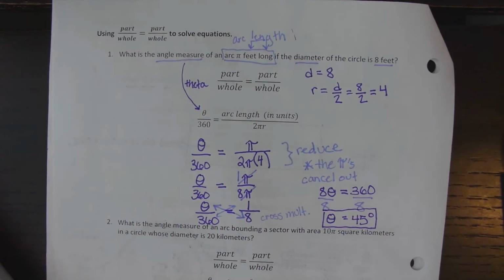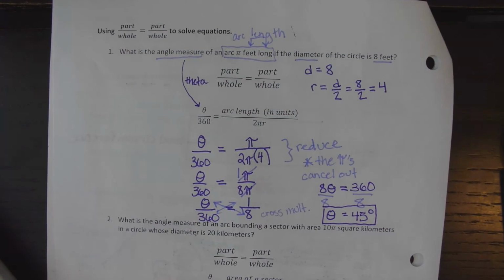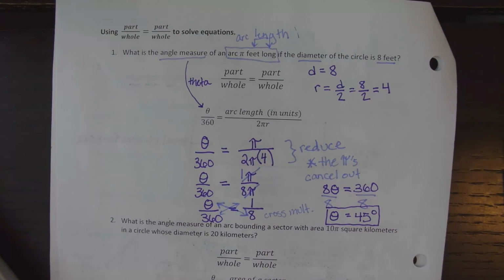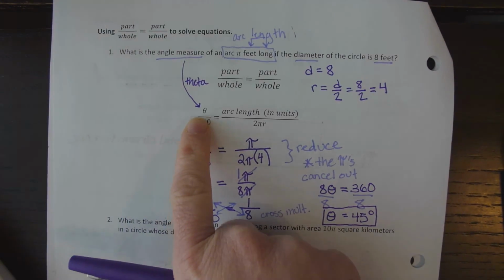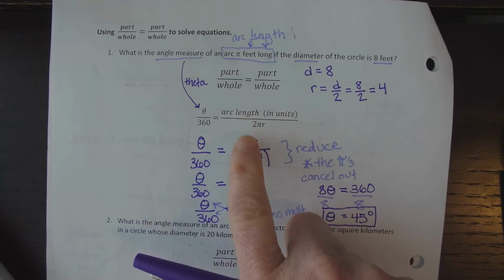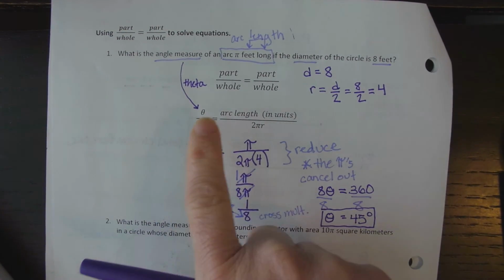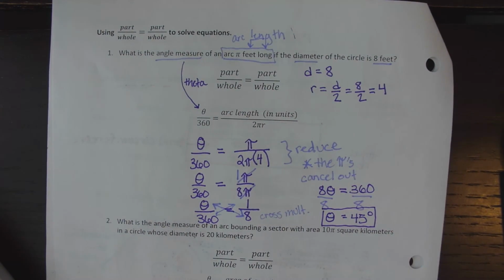45 degrees. So we still use the same formula as yesterday and the day before of part over whole equals part over whole. We read the problem. We saw it involved arc length and angle measure. So we set it up. So theta over 360 is equal to the arc length over the entire circumference. So part over whole in degrees equals part over whole in terms of the circumference.